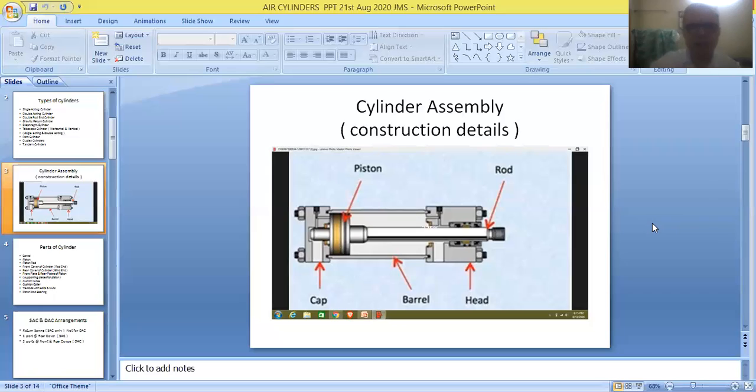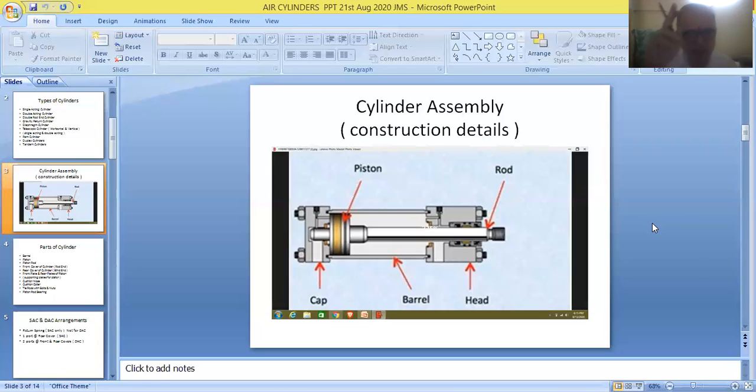And now here we can see the ports of the cylinder. This is the first port of the cylinder, made at the left hand side of the piston, inside the rear cover of the cylinder, and this second port is made in the front cover of the cylinder. So this is the general arrangement of a double acting cylinder.